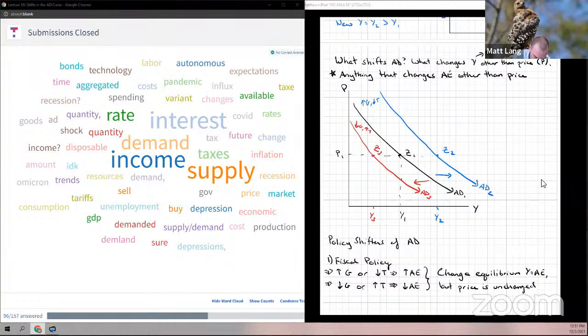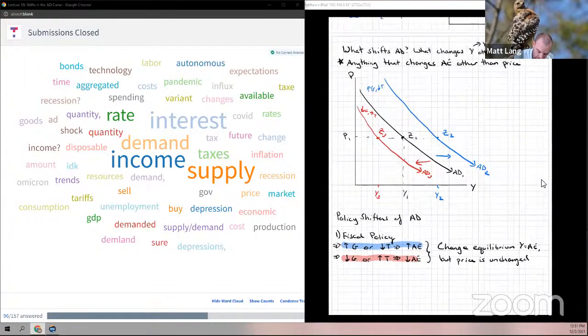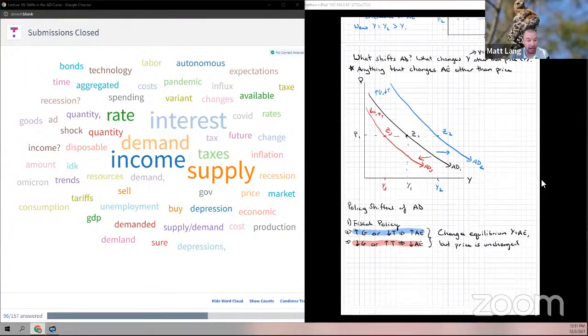And so we can color code this and say this red line represents that shift left, or reduction in aggregate demand. The blue line is going to be a shift to the right. So that's going to be one of our policy shifters, and that's why I was happy to see taxes come up really early, and then eventually government spending as well. So that's one shifter in terms of a policy.